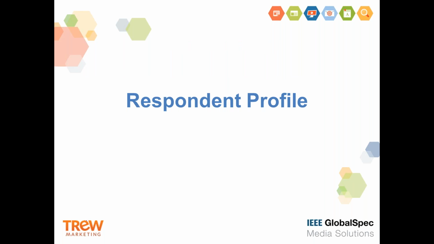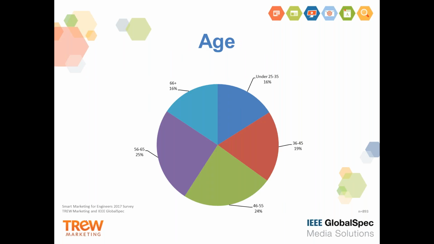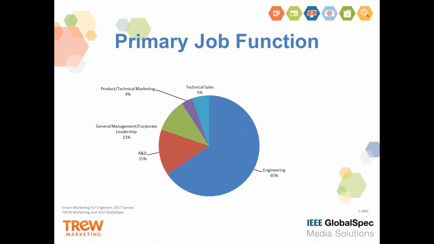So let's take a closer look at that respondent profile. In terms of age, we saw the respondents relatively evenly distributed. We saw the greatest percentage falling within that 36 to 55 years of age group, but we did see a good turnout both in the 25 to 35 as well as the professionals ages 56 to 65. Primary job function, as expected, the majority of respondents held engineering positions, followed by R&D and general management and corporate leadership.